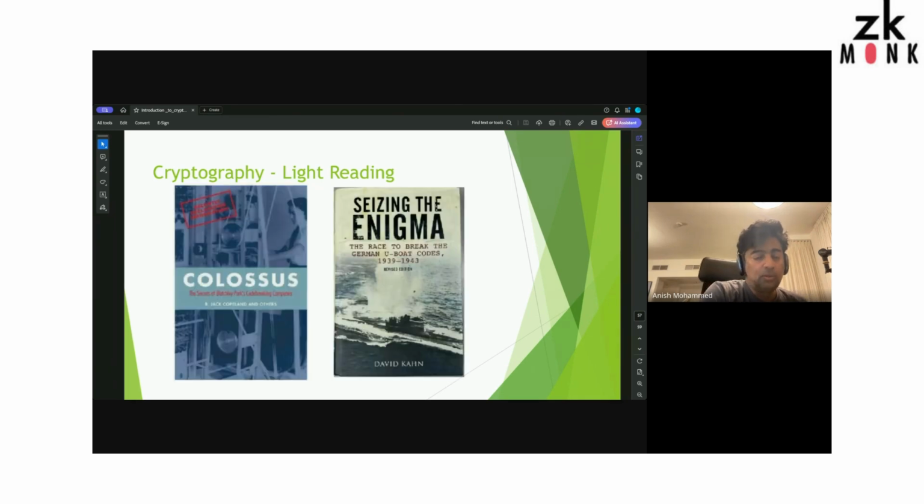And so I talked about Enigma and Colossus. The book that you need to read, a very interesting book, you could probably read this as your bedtime read, is Seizing the Enigma, pretty interesting. Colossus, however, is slightly more mathematical, but it's definitely worth the read if you really want it. And can I have the next slide, please?